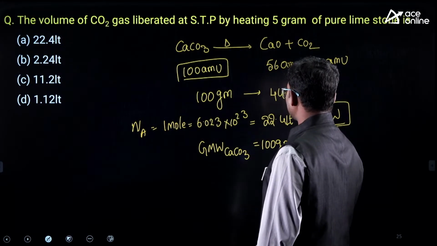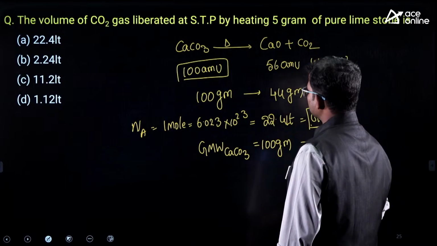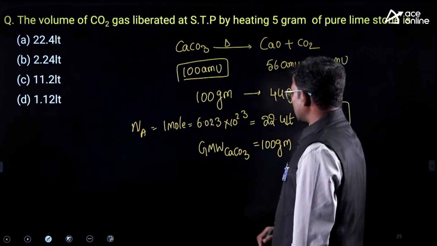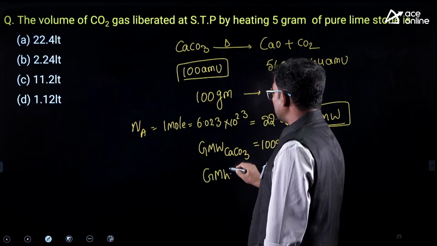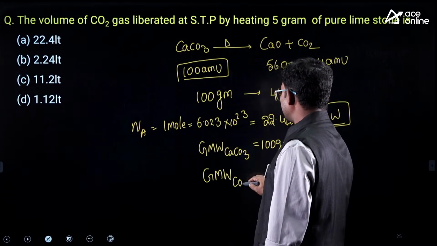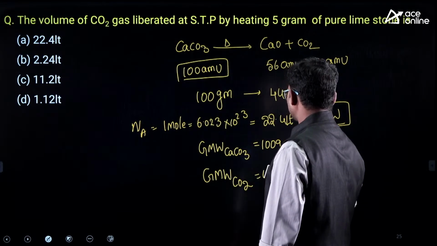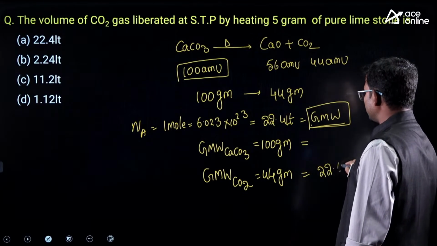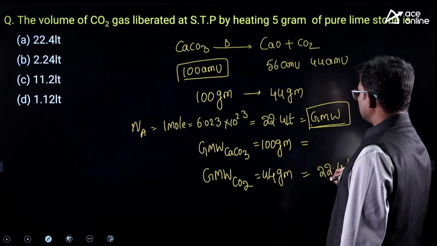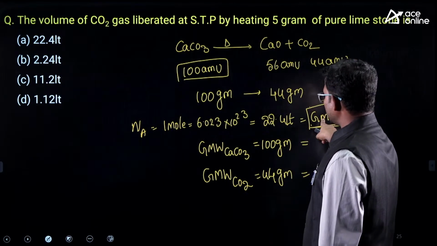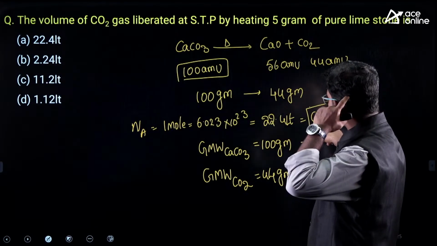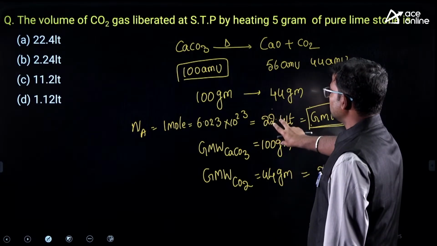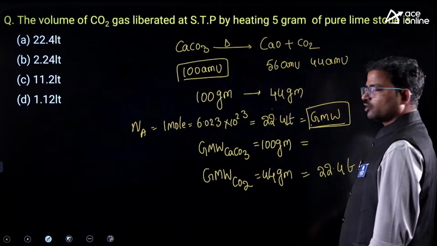1 gram molecular weight is equal to how many liters? This is the gram molecular weight of calcium carbonate. Next, what about the gram molecular weight of carbon dioxide? 44 grams. So 44 grams means how many liters? 22.4 liters. How did we get this terminology? 1 gram molecular weight of carbon dioxide, that is 44 grams. 44 grams of carbon dioxide is equal to 22.4 liters of carbon dioxide.